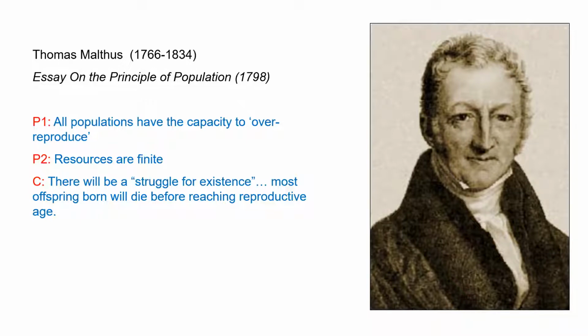There's only so much arable land on the planet. So what's going to happen is populations are going to increase exponentially until they reach or are limited by some resource they require. Could be food, could be nest sites. And at that point, there will be a struggle for existence. Most offspring that are born are going to die before they reach reproductive age.